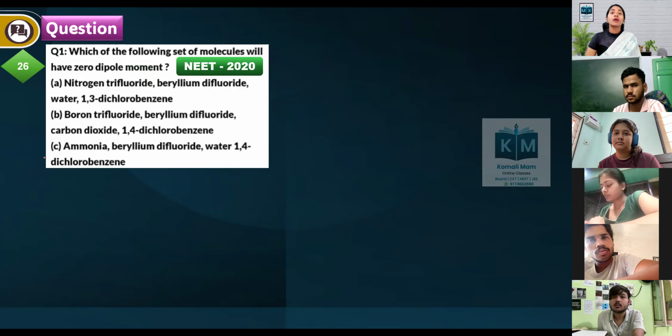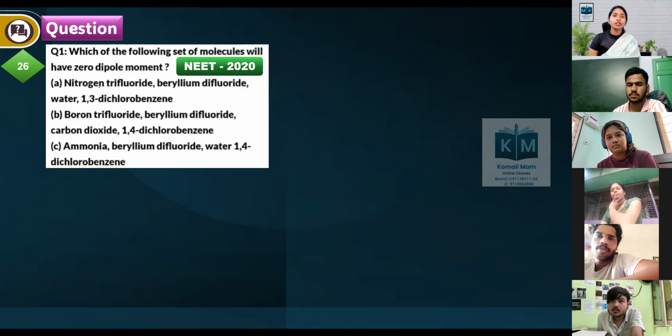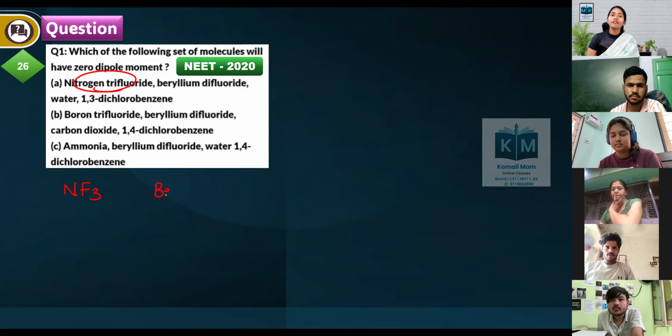SbCl5 is the answer. Which of the following sets of molecules will have a zero dipole moment? Let me check what all are given. NF3. Next one is BeF2.